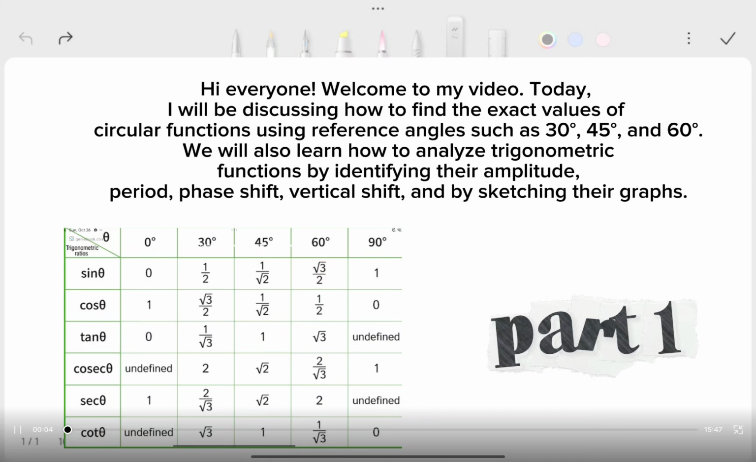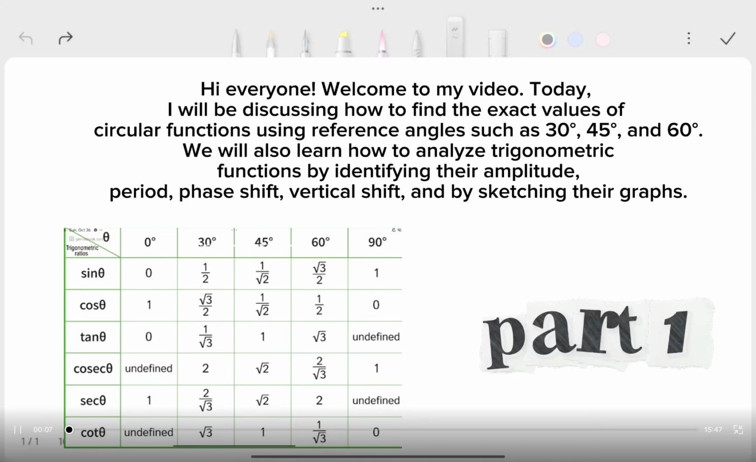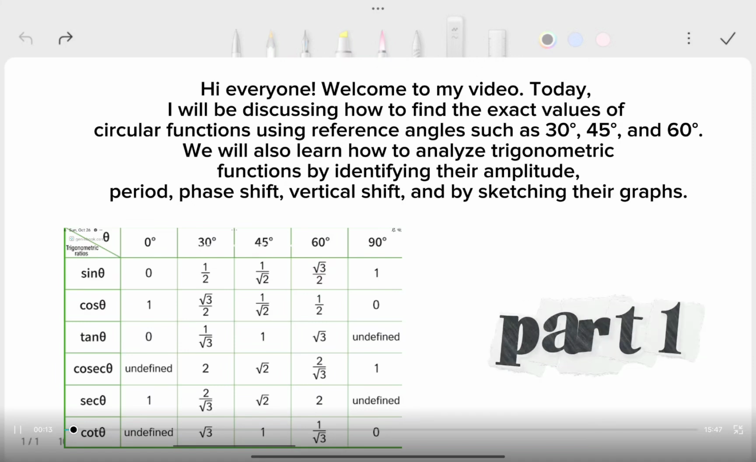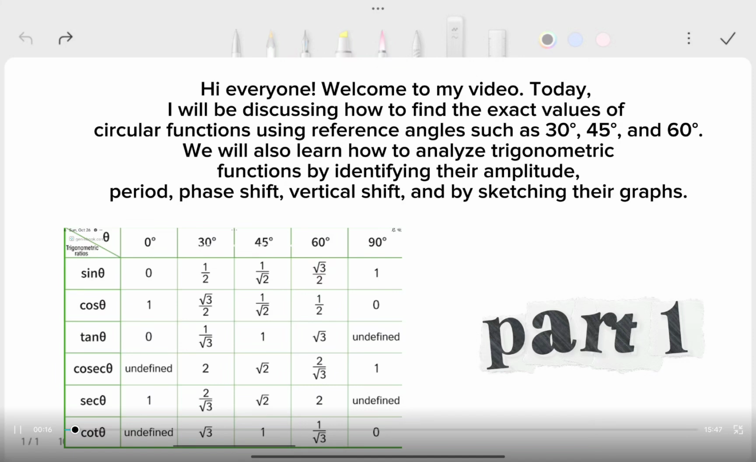Today we are going to learn how to find exact values of circular functions using reference angles 30 degrees, 45 degrees, and 60 degrees for our special angles.